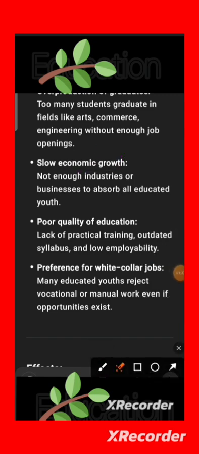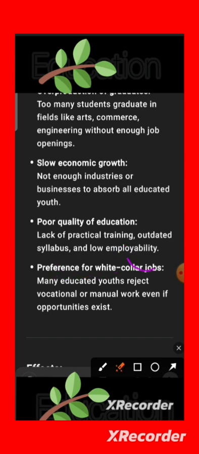Slow economic growth. Not enough industries or businesses to absorb all educated youth. Population explosion. The number of job seekers is much higher than the number of jobs. Poor quality of education. Lack of practical training, outdated syllabus and low employability. Preference for white-collar jobs. Youth often ignore jobs in agriculture, cottage industries or skilled labor.